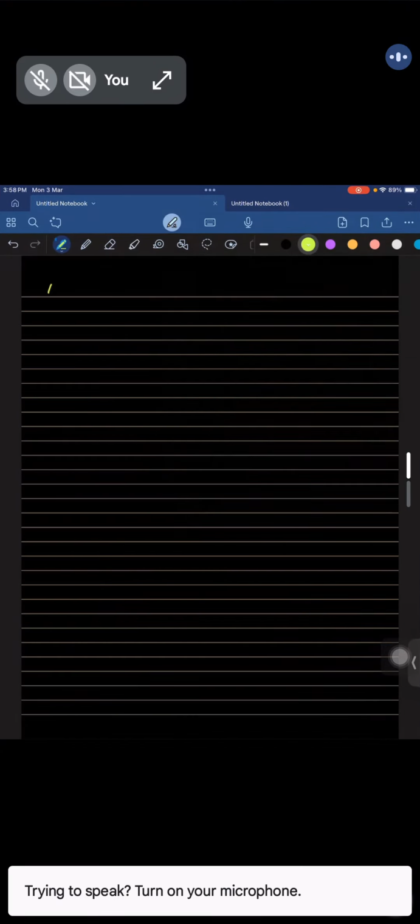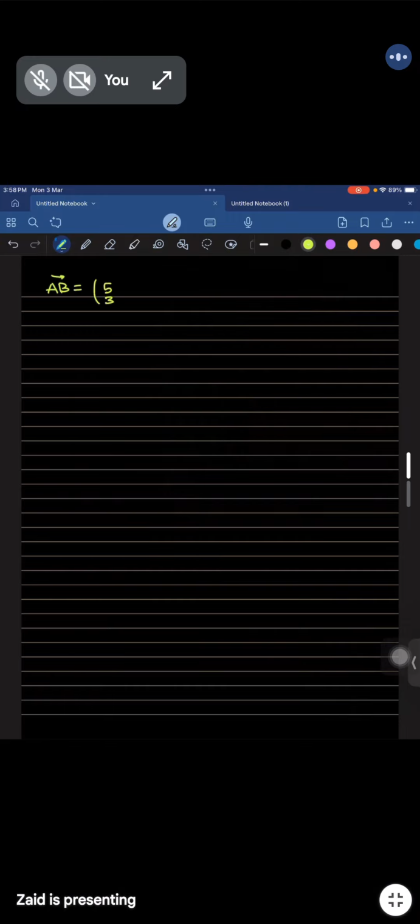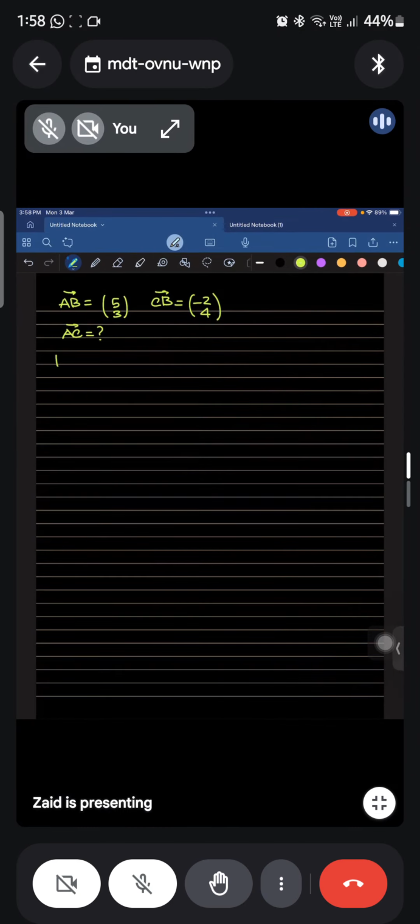Okay, let's start. So AB equals 5, 3. CB equals minus 2, 4. They want me to find AC. And once we find AC, find the magnitude of AC. This is the magnitude. How are we going to find AC?